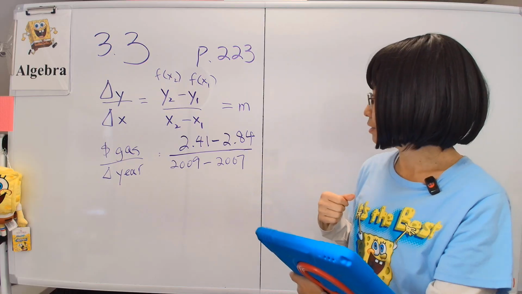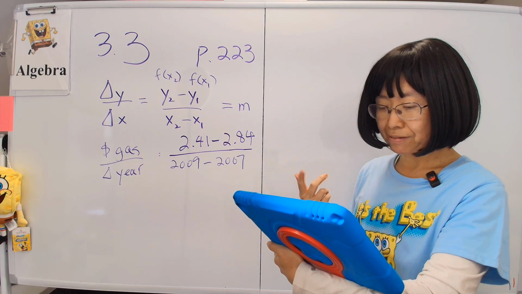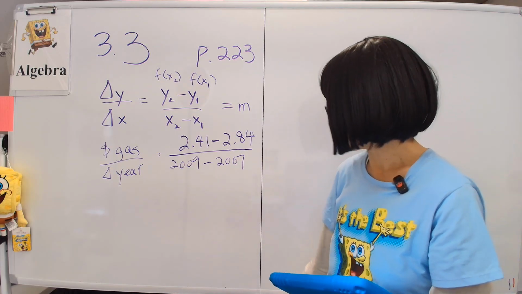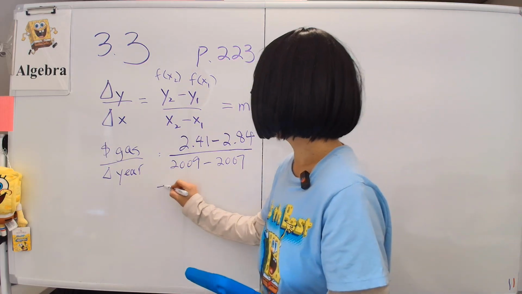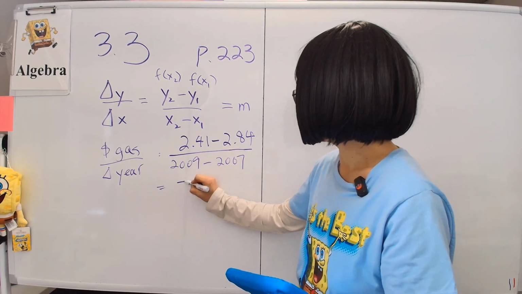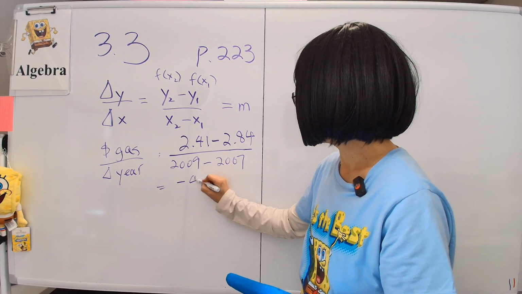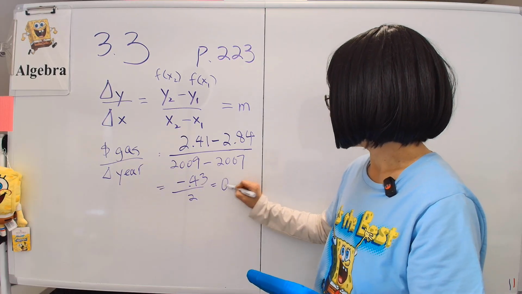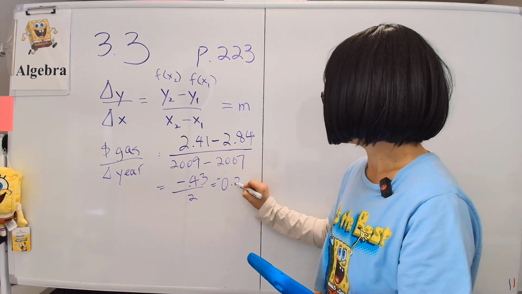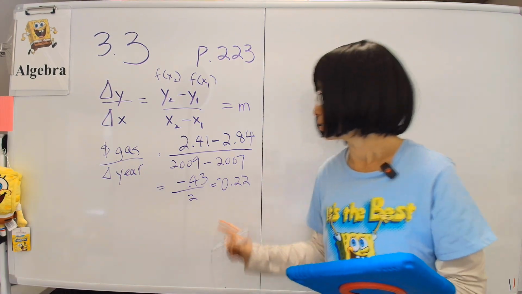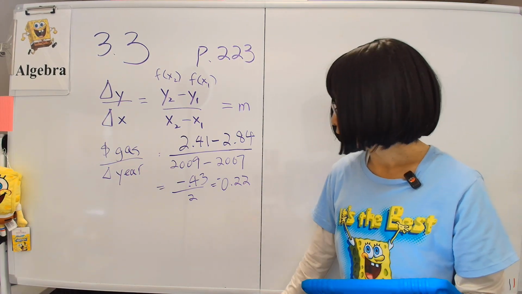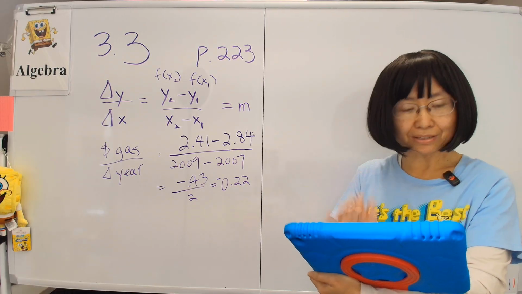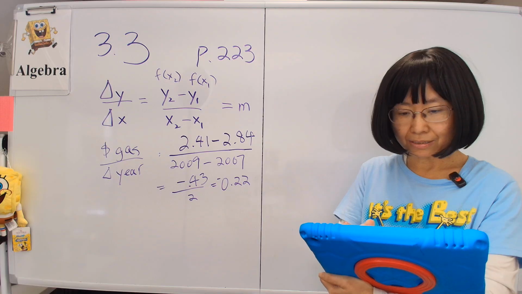Let's see. All right. Well, I guess we can just do this in our head. So that equals to negative 43 cents, 0.43, divided by 2 years, and that would be about negative 0.222 if we round it, and that's the answer of the rate of change. So that's example 1. Please do that by yourself as well. And next, let's look at example 2.